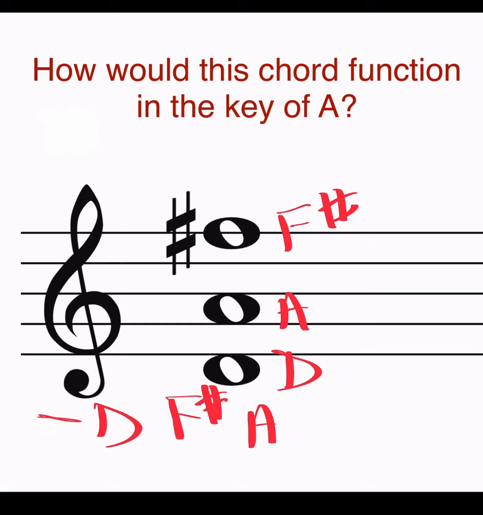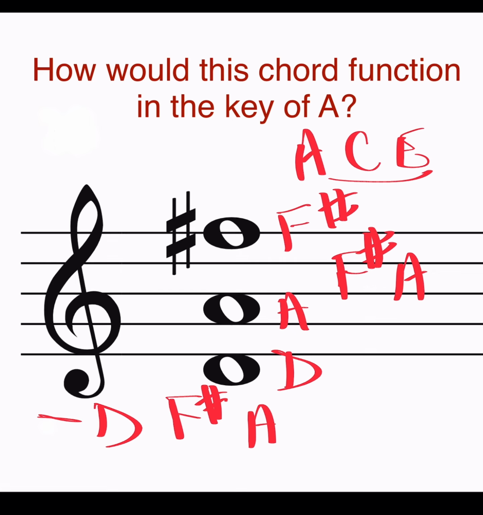We could try the other ones though. If we label A as the root, a third above A would be some kind of C, which we don't have, and a third above C would be some kind of E. We don't have that. So this is probably not the best choice. If we label F sharp as the root, a third above F sharp would be some kind of A. We do have the A, but then we'd also need a third above A, which is a C, and we don't have that. So the first option here, labeling D as the root of the chord, is the best choice.